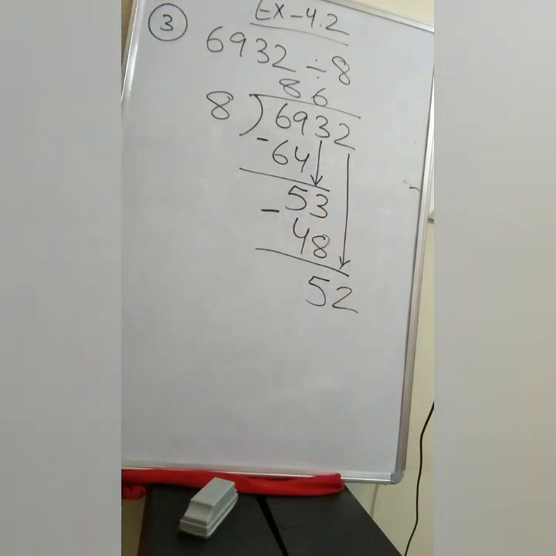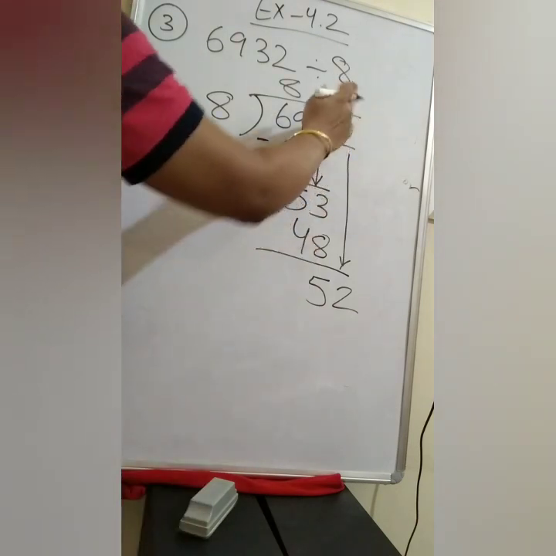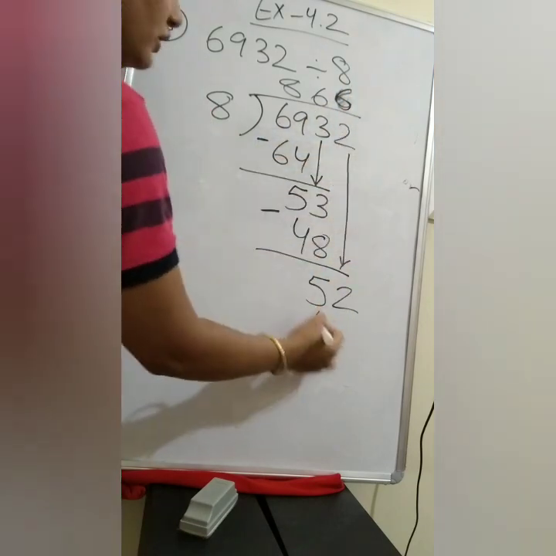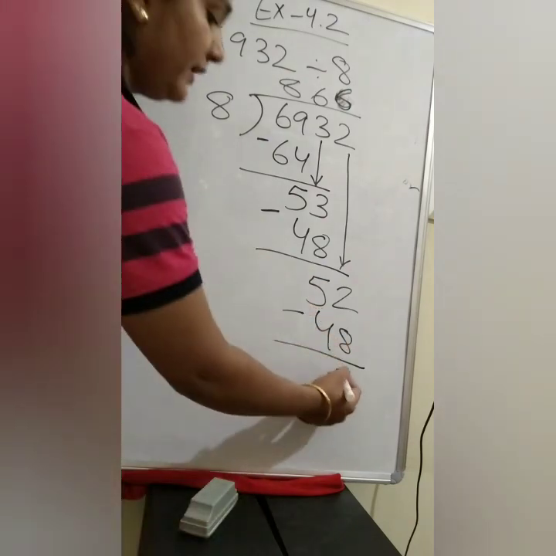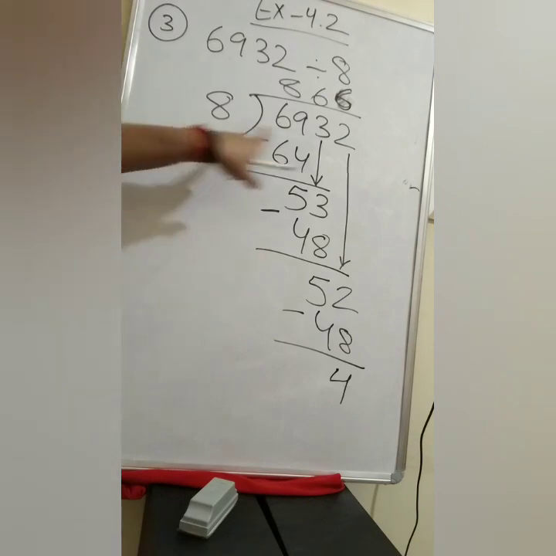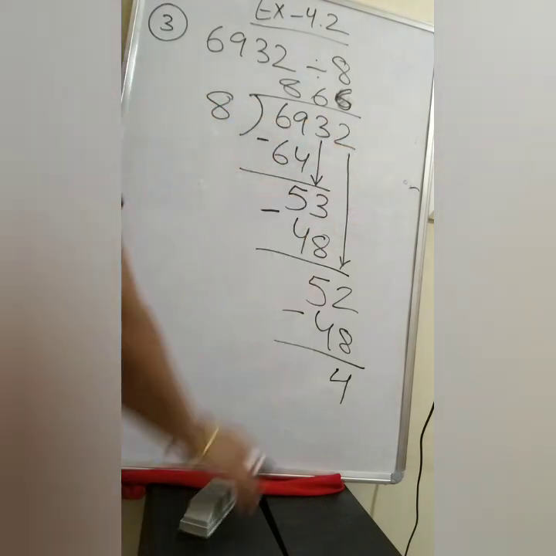Now this will come down. This is 52. Now again say the tables. 8 5s are 40, 8 6s are 48. Then come on, say the next number. 8 7s are 56. Again it will not come. So you are going to take here again 8 6s, 48. Now when you subtract: 49, 50, 51, 52. What is the remainder coming? 4.